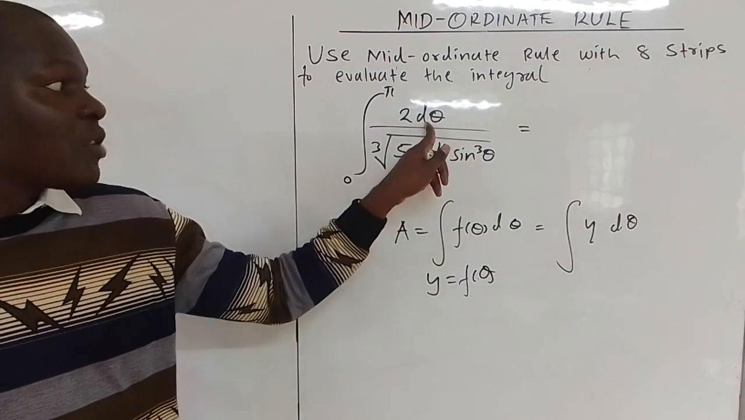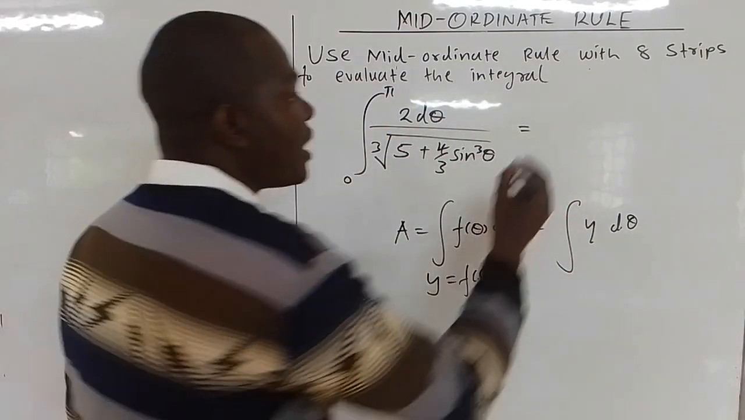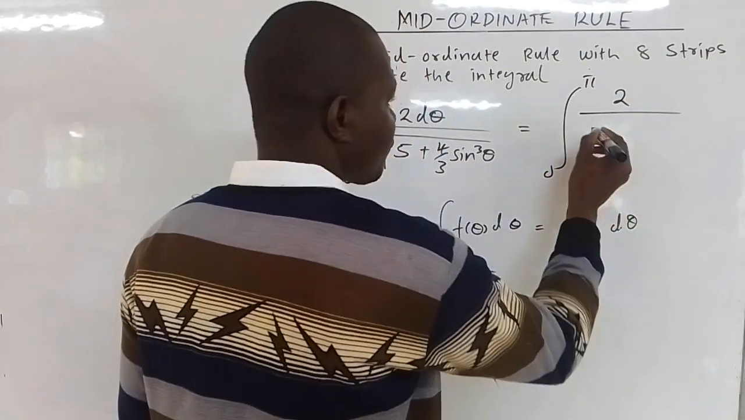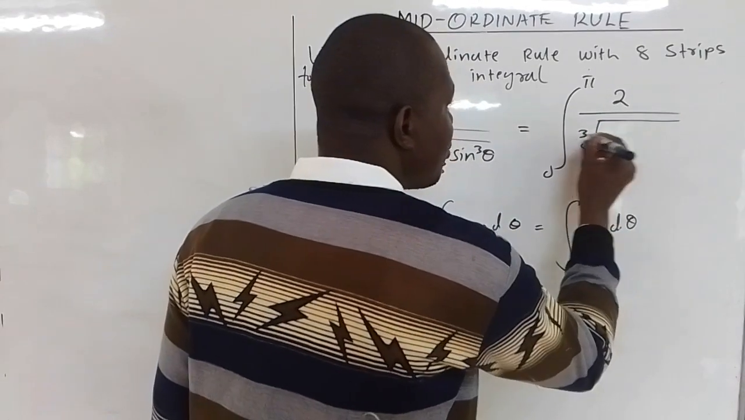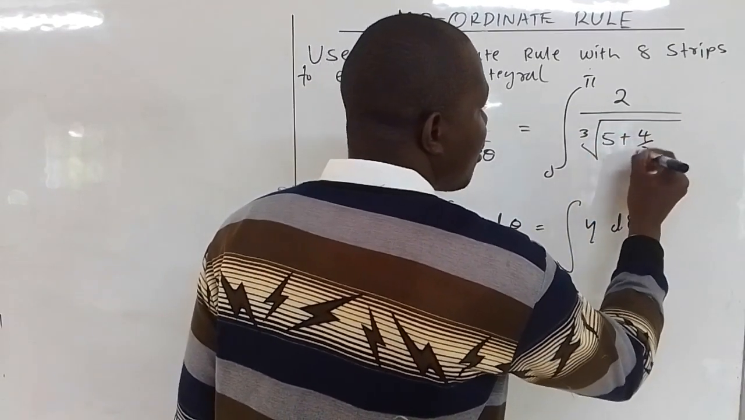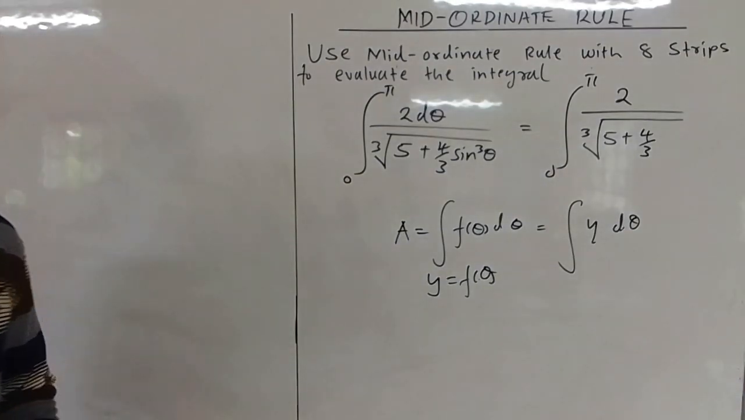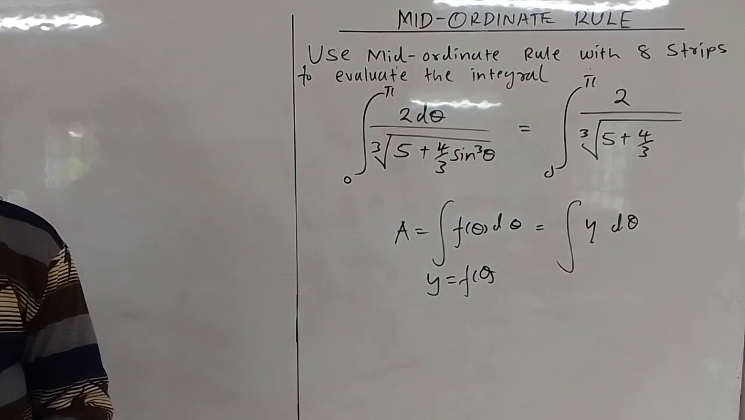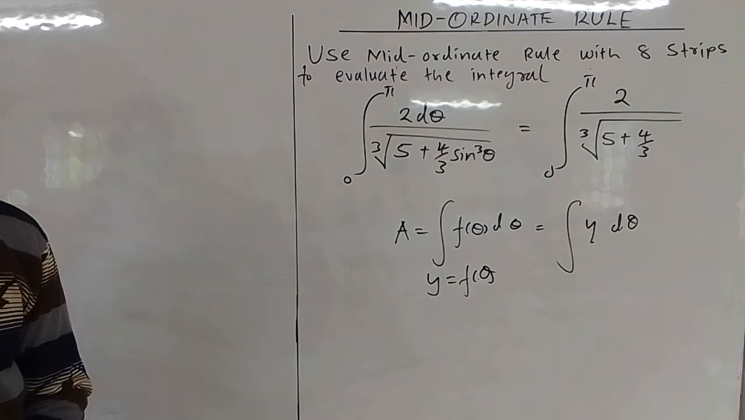So if you substitute the theta outside, how are you going to have it? It is going to be from 0 to pi over 2, over the cube root of 5 plus 4 over 3. Then you see sine cubed θ, that is where there is an issue. Sine cubed θ, you cannot evaluate that in a calculator, because we are going to approximate using a calculator.